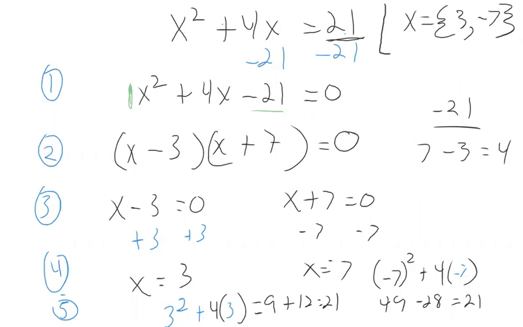So we just took this quadratic, x squared plus 4x equals 21. We solved it by doing factoring, and the two values that will work are 3 and negative 7. Any questions?